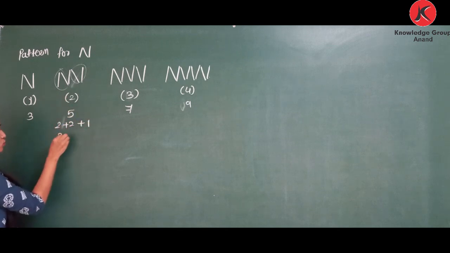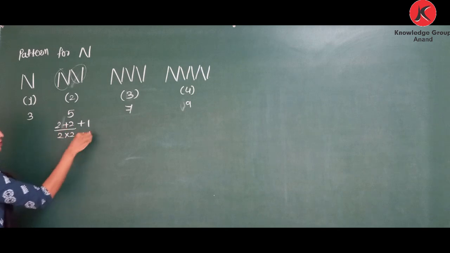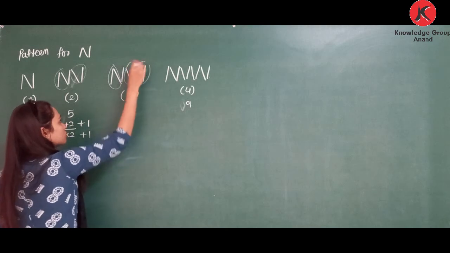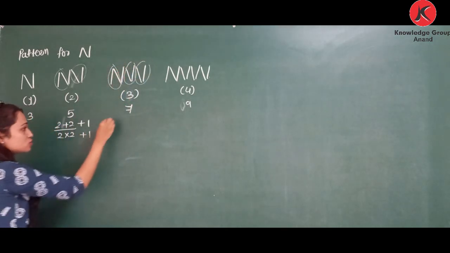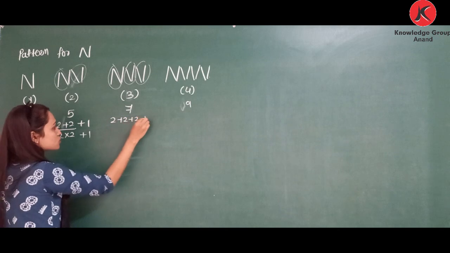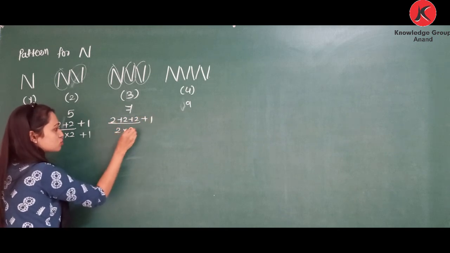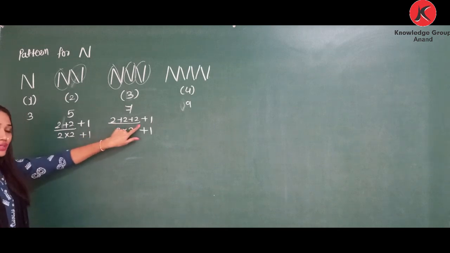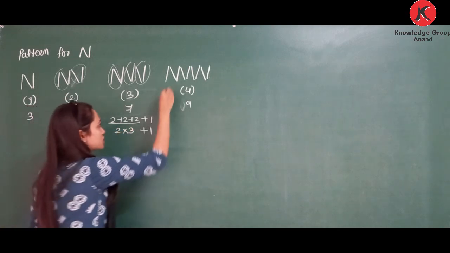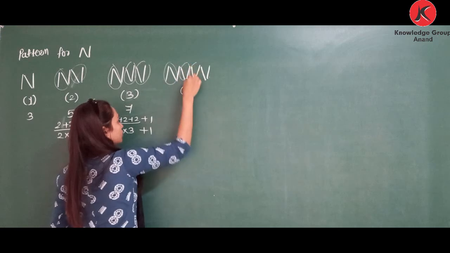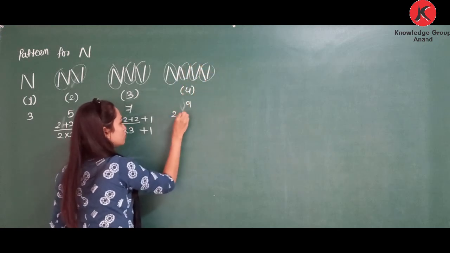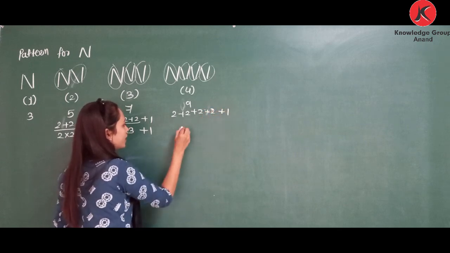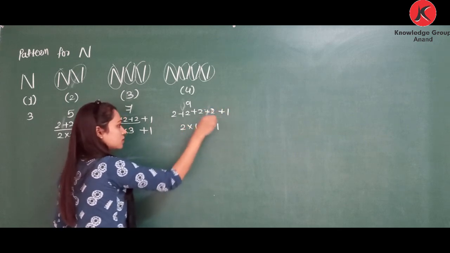So here we can write 2 multiply 2 plus 1. For this one 2 and 2 and 1 that we add at the end. So 2 plus 2 plus 2 plus 1. So this can be written as 2 multiply 3 plus 1. Now for this one, 4 times 2 we need to add, and plus 1 at the end. So 2 multiply 4 plus 1.